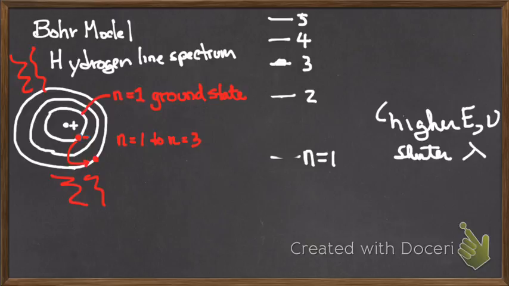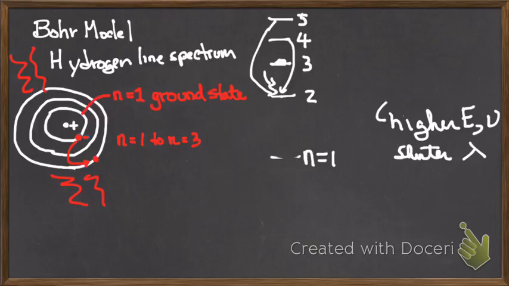The ones that are in the visible range are from, for example, 5 to 2, 4 to 2, and 3 to 2. Okay, which one of those is the highest energy? 5 to 2. Which one do you think is red?